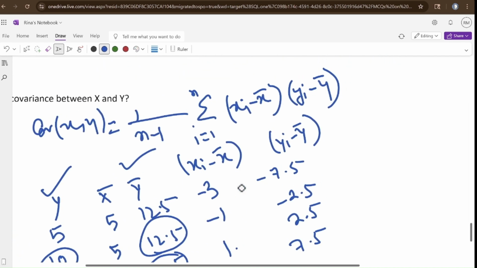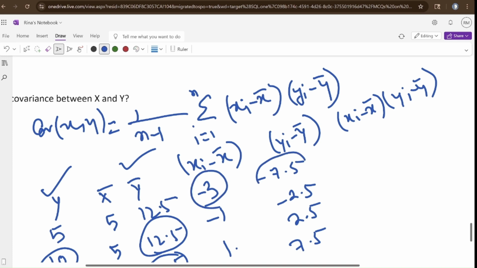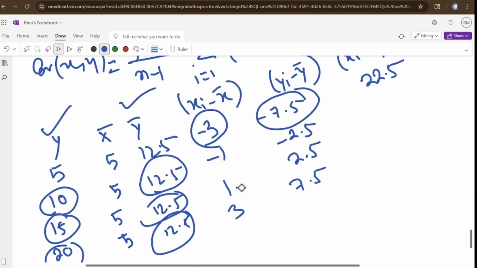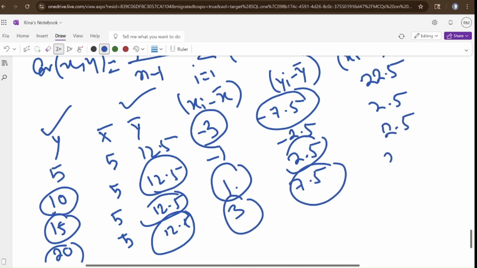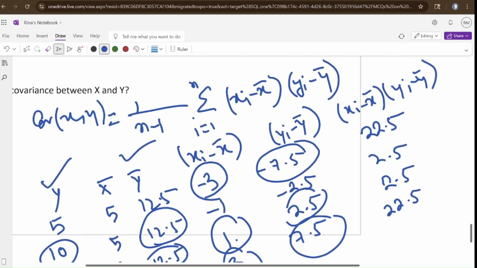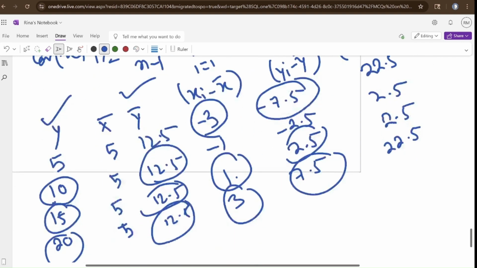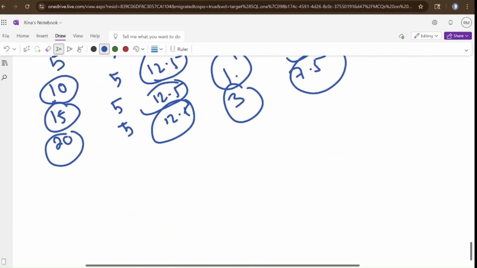Now you have to multiply them: (xi minus x bar) into (yi minus y bar). Minus 3 into minus 7.5 will be 22.5. Then 2.5. 1 into 2.5 is the same, 2.5. And 3 into 7.5 is 22.5. Fine. Now we have to put in the formula. So 1 divided by n minus 1. Here we have 4 values in total, so 4 minus 1 equals 3.